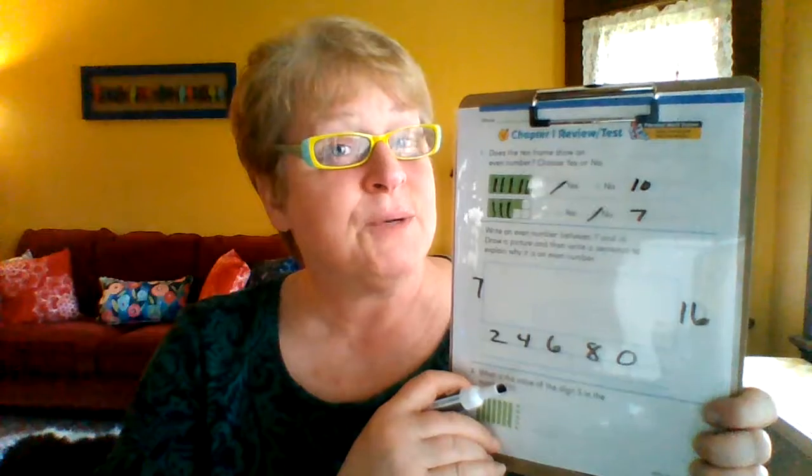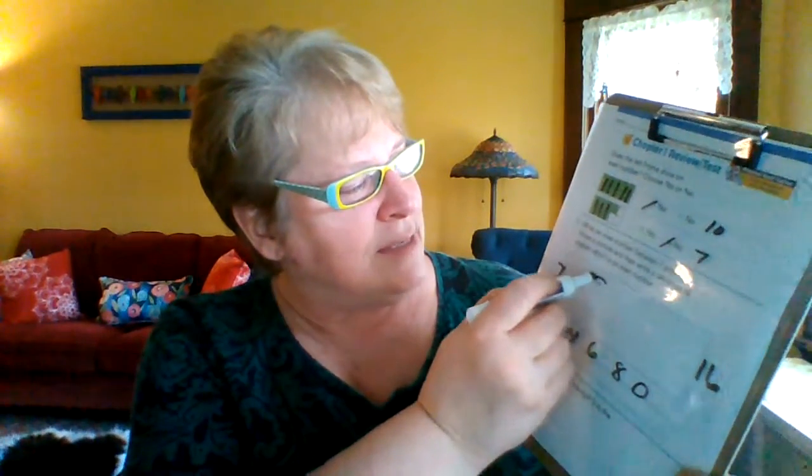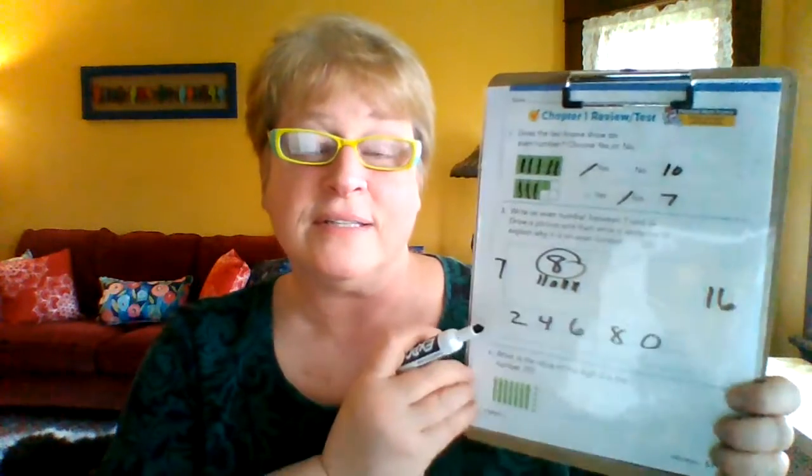Okay. All right, good. So I'm going to write some of the numbers that I heard thrown out at me. 8. There is 1, 2, 3, 4, 5, 6, 7, 8. Yes, they all have a partner. So 8 is a number that we could use between 7 and 16.